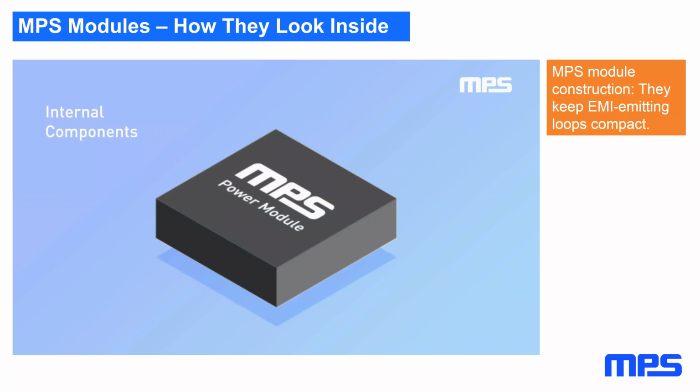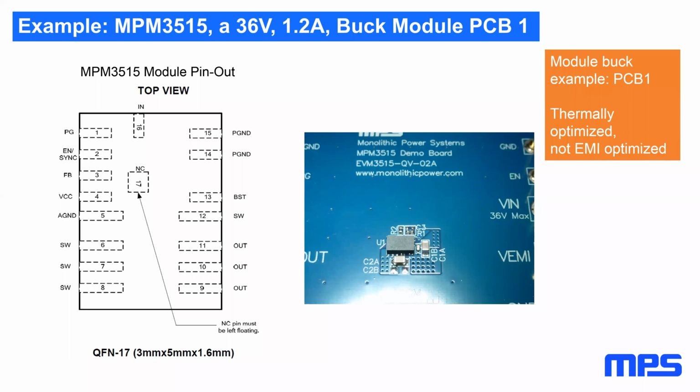Why is that? I will take an example of a module that's a pretty tiny 3 by 5 by 1.6 millimeter module. We provide it with a maximum 36 volt input voltage, and it can put out 1.2 amps. Actually, in this shape of package, we have a lot of different modules, and that's pretty typical.